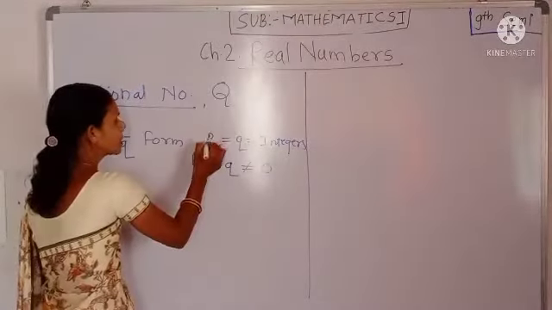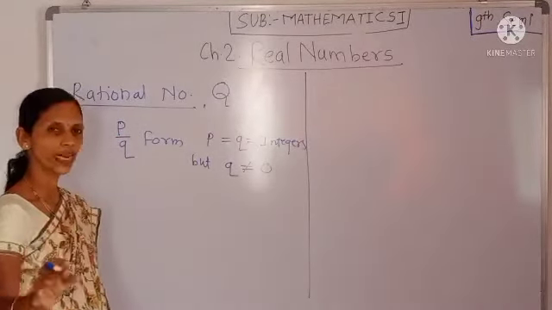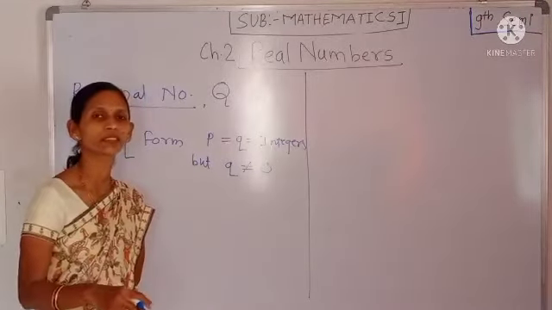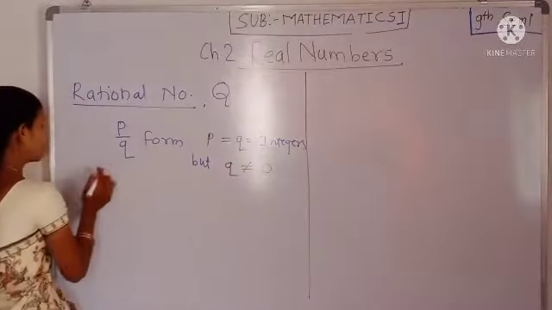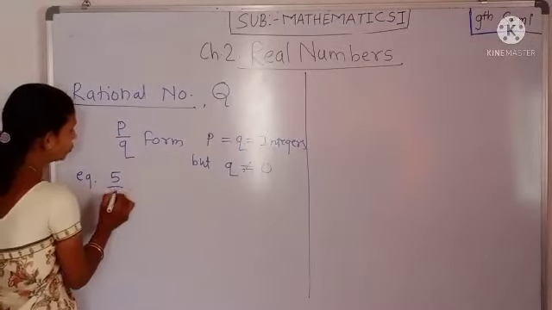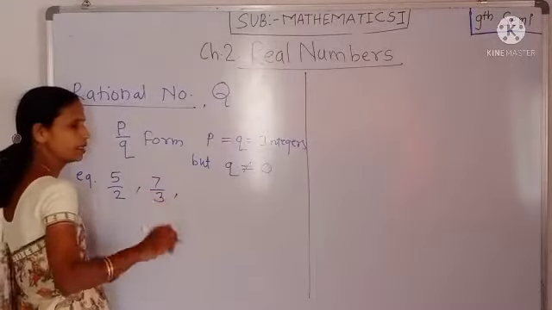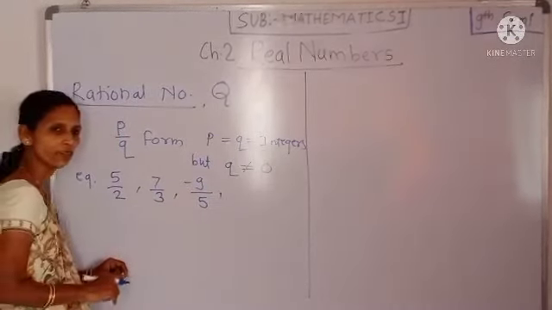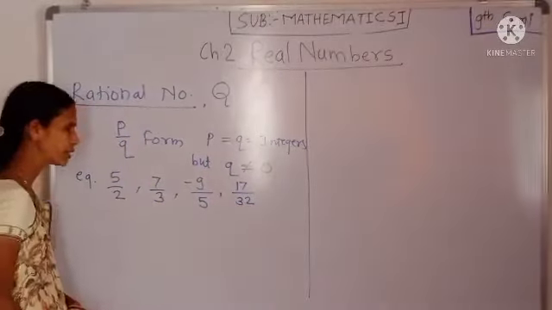The numbers which are in P upon Q form are called rational numbers, which we have already studied in the previous lecture as well as in the bridge course program. See a few examples of rational numbers: 5 upon 2 is a rational number, 7 upon 3 is a rational number, minus 9 upon 5 is also a rational number, and 17 upon 32 is a rational number.